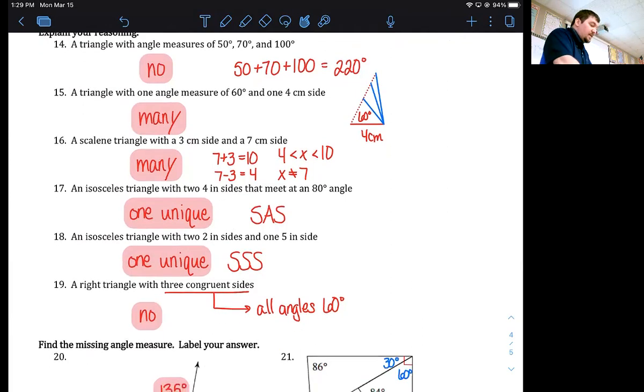Number 17, you have an isosceles triangle with 2 4-inch sides that meet at an 80-degree angle. The side angle side theorem says that that one's going to be unique. There's only one triangle I could draw like that. I can rotate it and reflect it, but it's the same triangle. So if I gave you those restrictions and I gave you a protractor and a ruler, you'd all draw the same triangle. Your triangle might be pointing up and hers is pointing sideways, but it's the same triangle. Number 18, an isosceles triangle with 2 2-inch sides and 1 5-inch side. Well, based on the side theorem, that's the only triangle I could draw like that too. All of our triangles would be exactly the same.